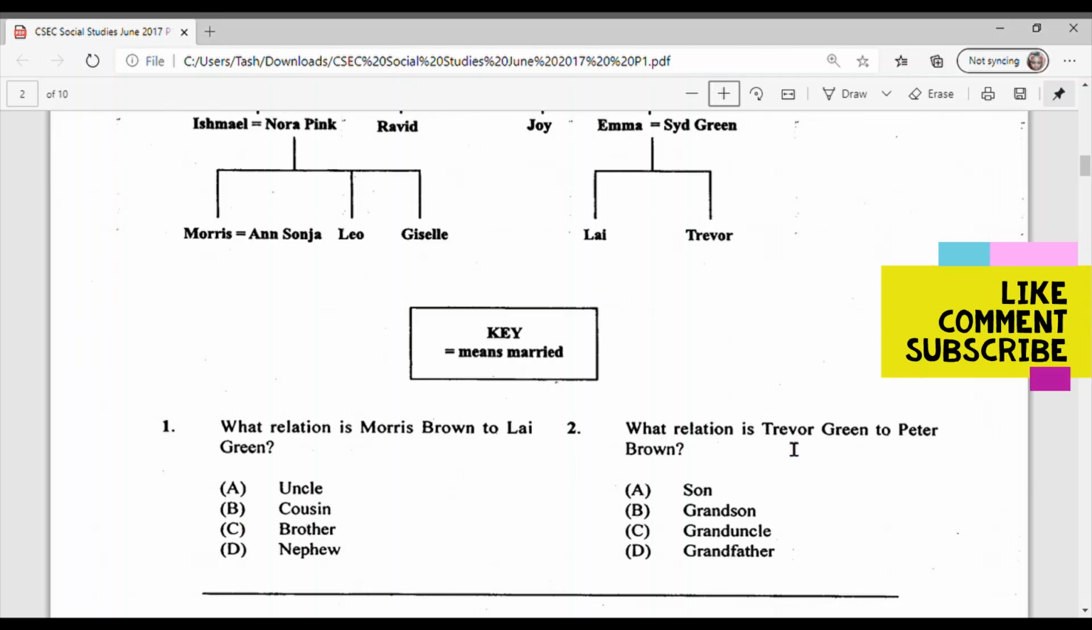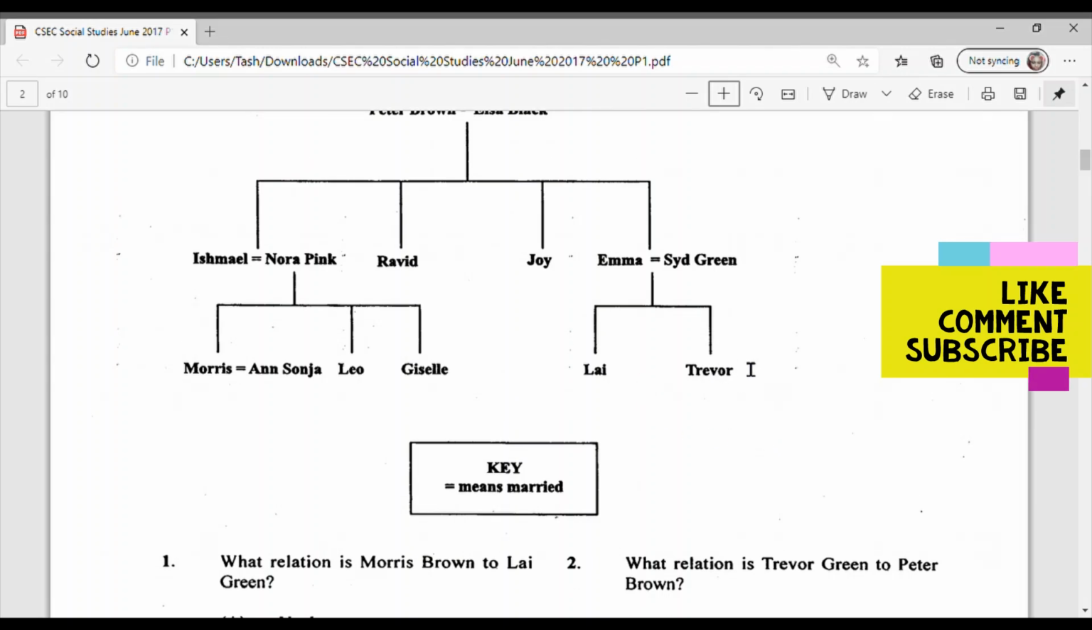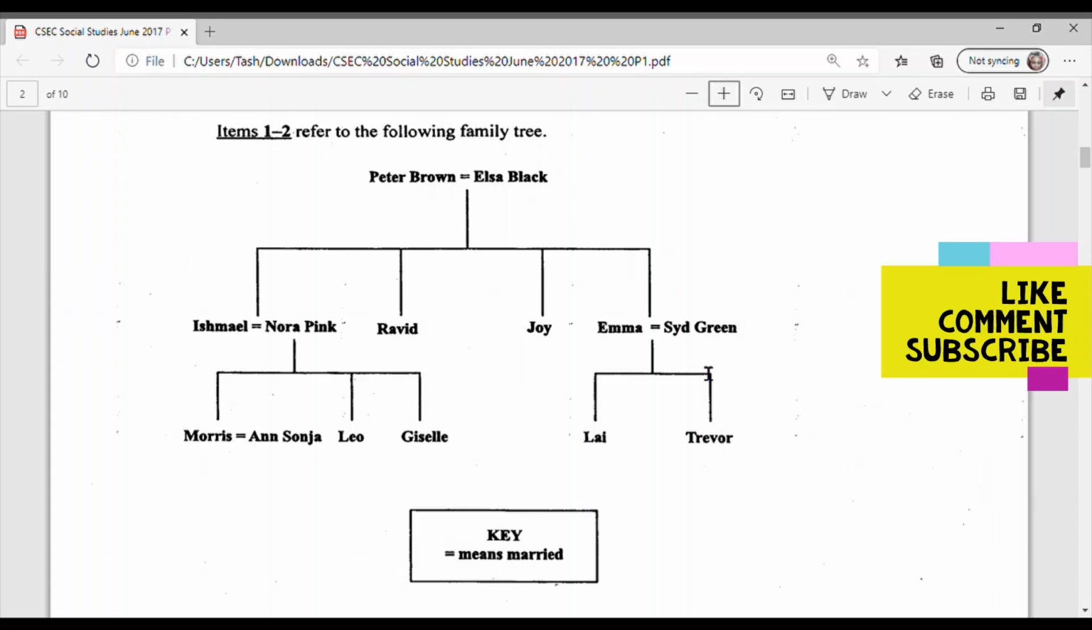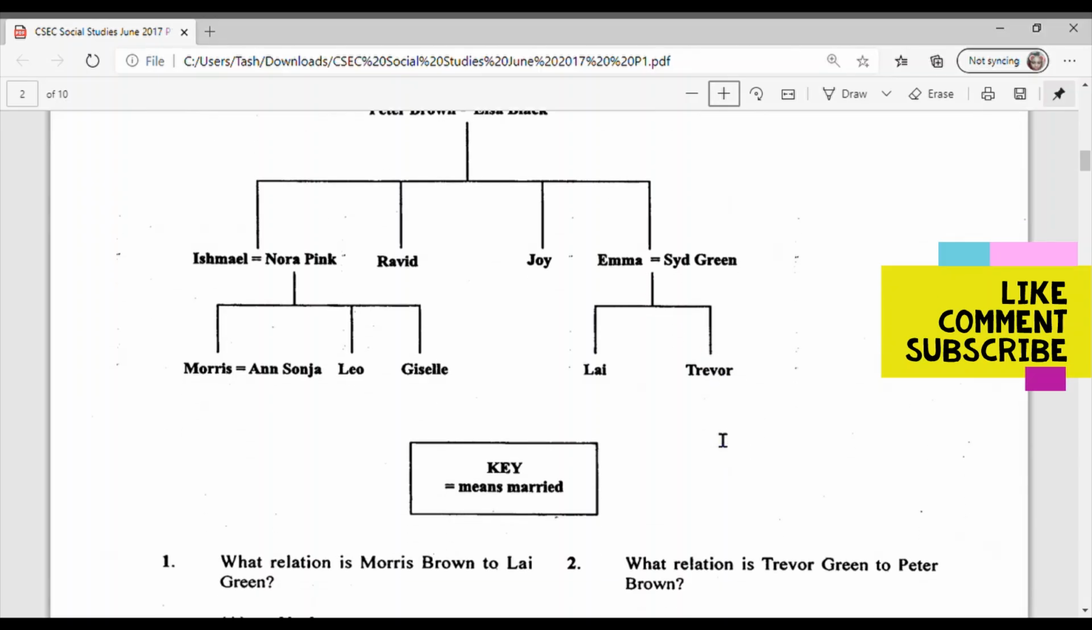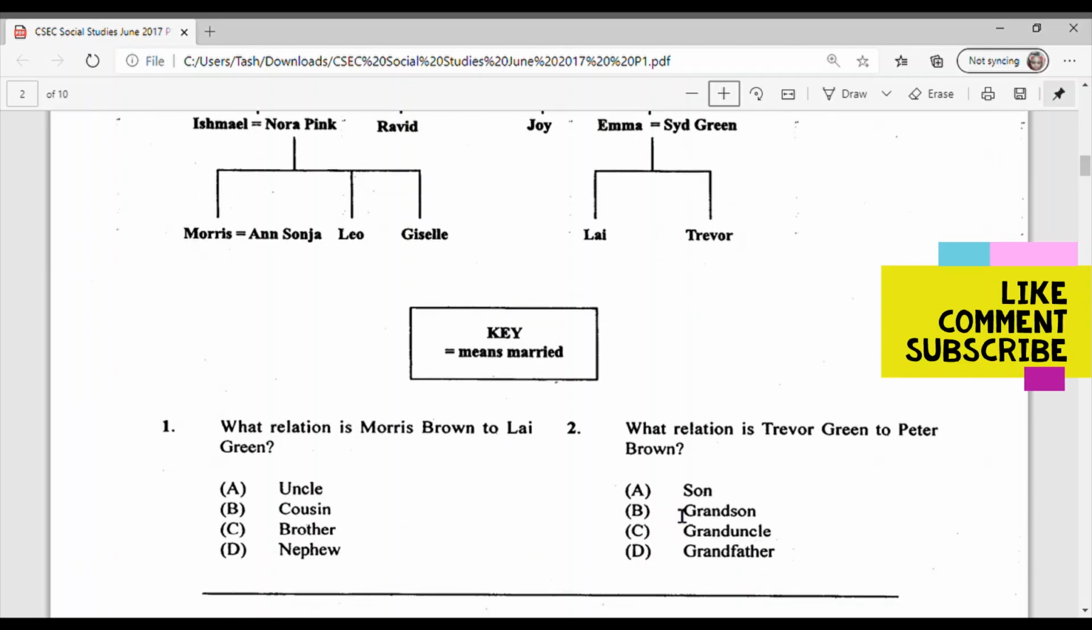Number 2, what relationship is Trevor Green to Peter Brown? Let's find Trevor Green. Trevor is here. Trevor Green is Emma's son, and Peter Brown is up here. Peter Brown is Emma's dad, and Trevor is Emma's son. So that means Trevor would have been Peter Brown's grandson. So the answer for number 2 would have been letter B.